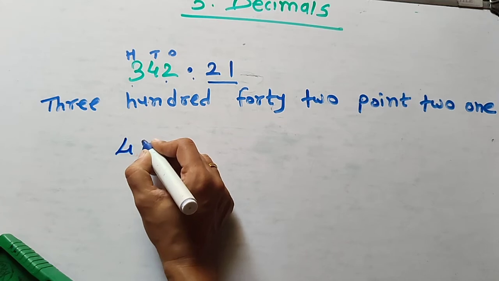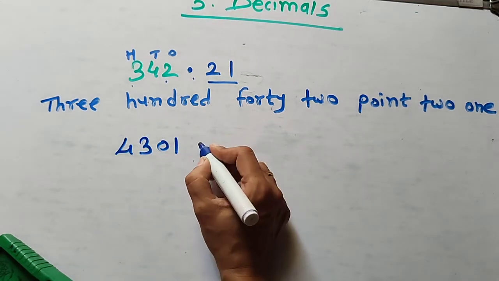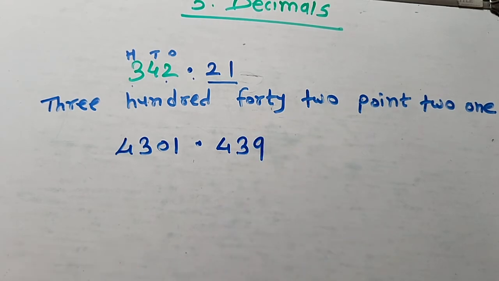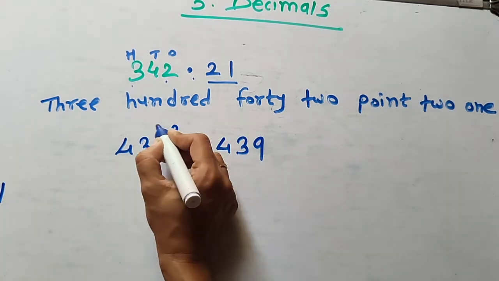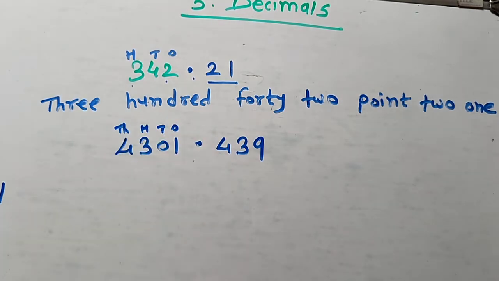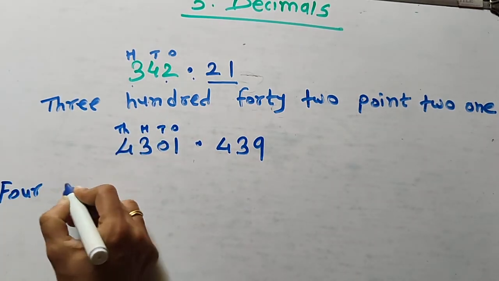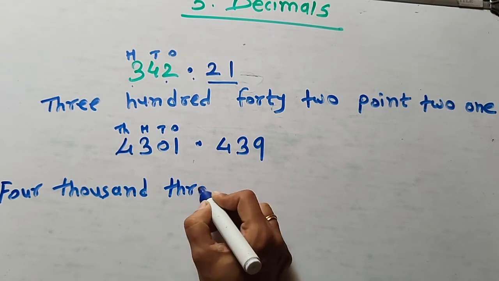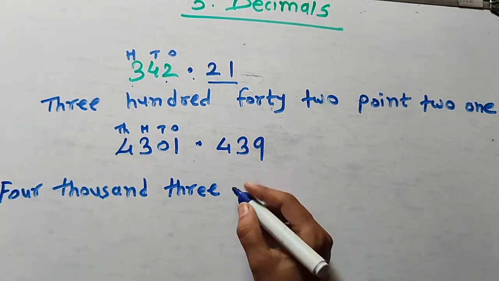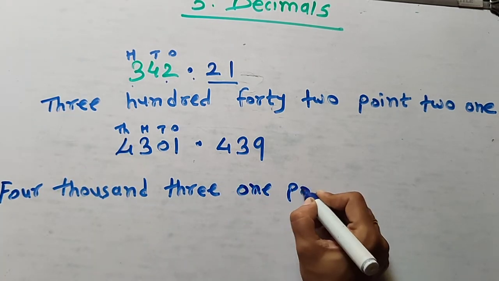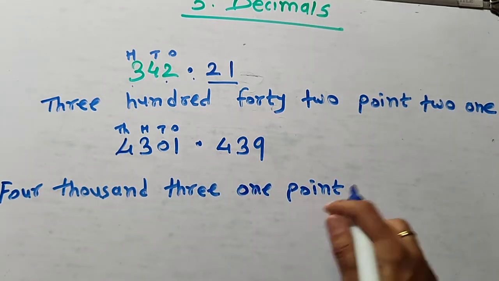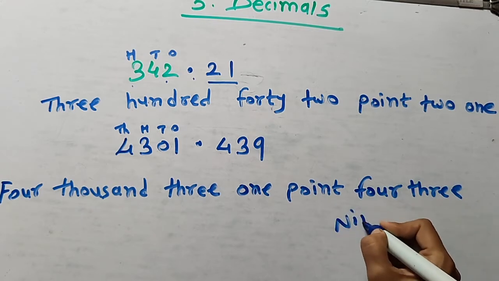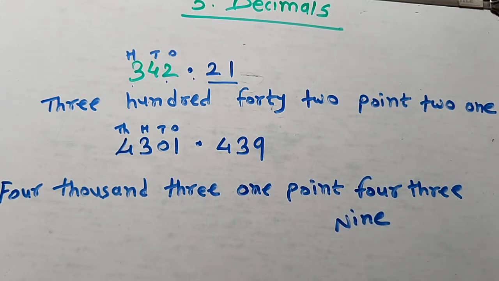Suppose your number is 4301.429. So how to write the number? You have to write ones place, tens place, hundreds place, thousands place as it is. So you have to write 4000 and the rest of this number as it is. 300 on the left side, how do you write it? Okay, 301 point. After this point you have to write 0.43 and 9. Okay, in this way you have to write the number.